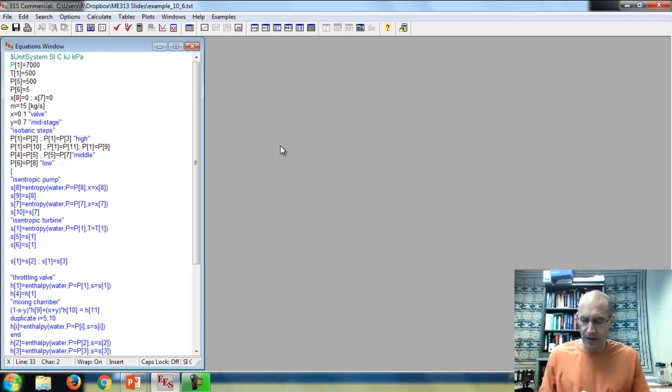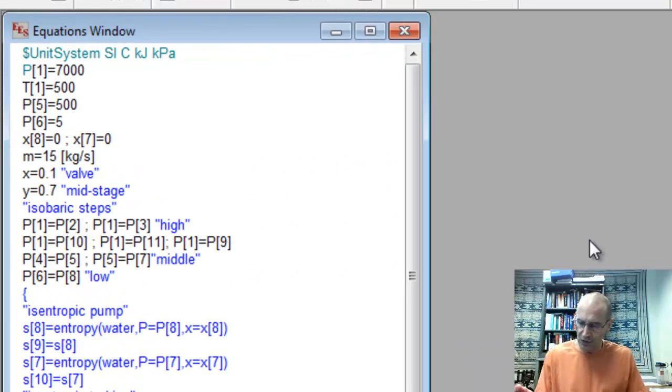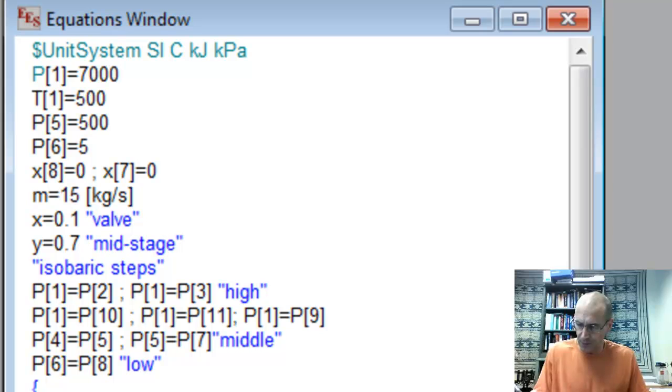All right, so here I have it in EES, and I'm going to step through like we've done before. I'll start off with what's given in the problem. Up here at the top, I have my high pressure at 7 megapascals, boiler temperature of 500 degrees, my middle stage pressure of 500 as well, and then the low stage pressure at 5 kPa.